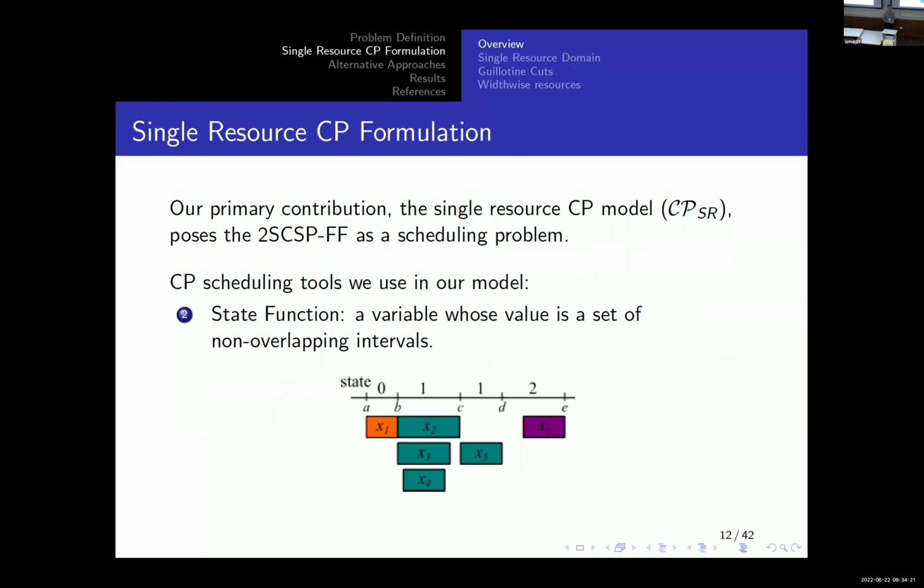A state function is a variable whose value is essentially a set of non-overlapping intervals. And sometimes we can even associate an integer value to represent the states. And the idea is that we can essentially use constraints to associate the interval variables that I described earlier to the states in a state function.